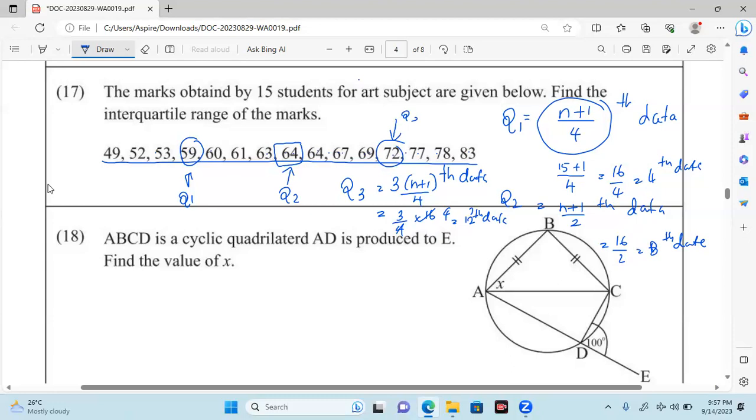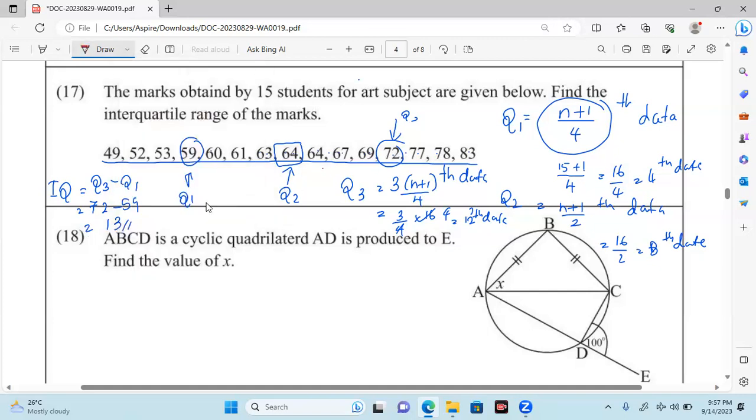Then interquartile range, if we consider it as IQ, it is obtained by Q3 subtract Q1. Now we have found that Q3 is 72. Subtract Q1 is 59. Then 72 subtract 59. Answer is what? It's 13. Therefore, interquartile range means 13.